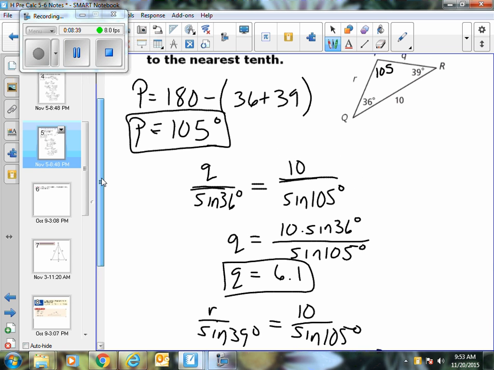So the nice thing about law of sines is it's a quick, easy way to get the other pieces of the information in your triangle when you're going through and trying to solve. So we don't have a right angle, so we can't use SOHCAHTOA, can't use Pythagorean theorem, but we can definitely use our law of sines.